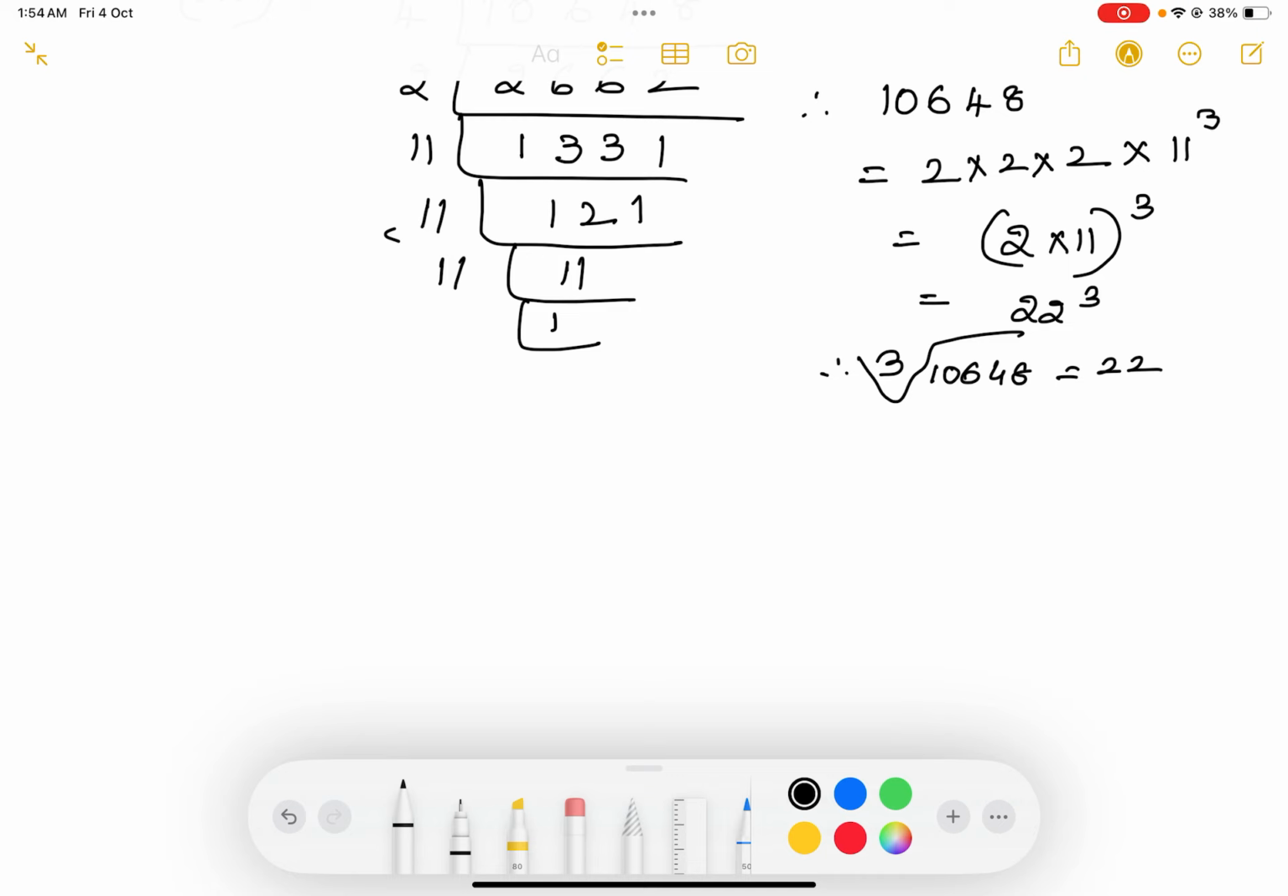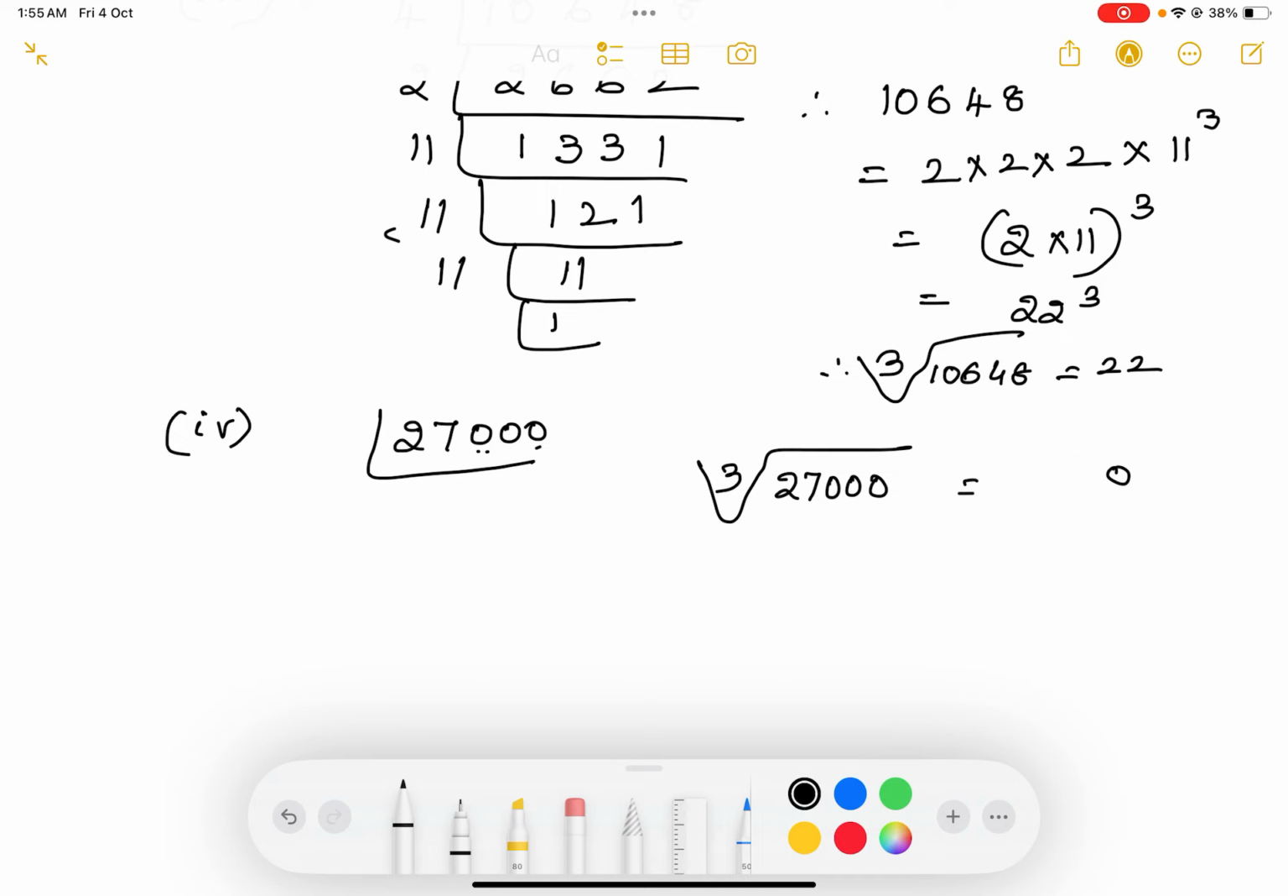Now let us start the next problem, which is 27,000. It is very clear that there are 3 zeros here. When 3 zeros are there, in the cube root you will definitely get 0 in the units place.